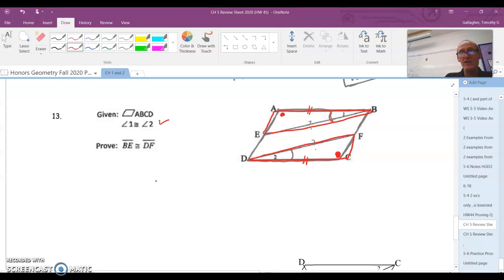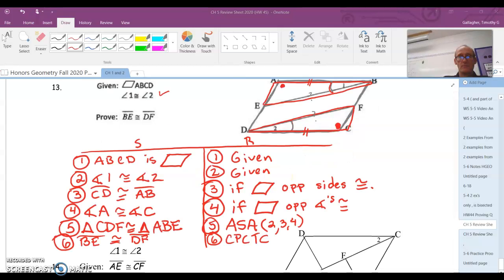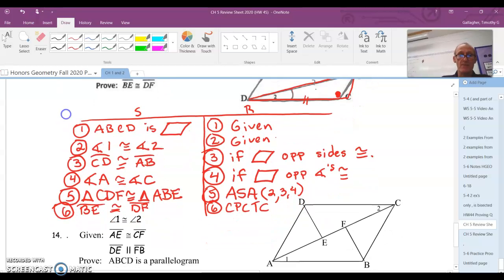I'm stopping the video now, writing the proof, and then I'll start the video again. So I did the proof now. You have the two givens. You have CD congruent to AB because if it's a parallelogram, opposite sides are congruent. And then you have the angles if it's a parallelogram. And the two triangles are congruent by angle side angle. And the two sides were congruent by CPCTC.